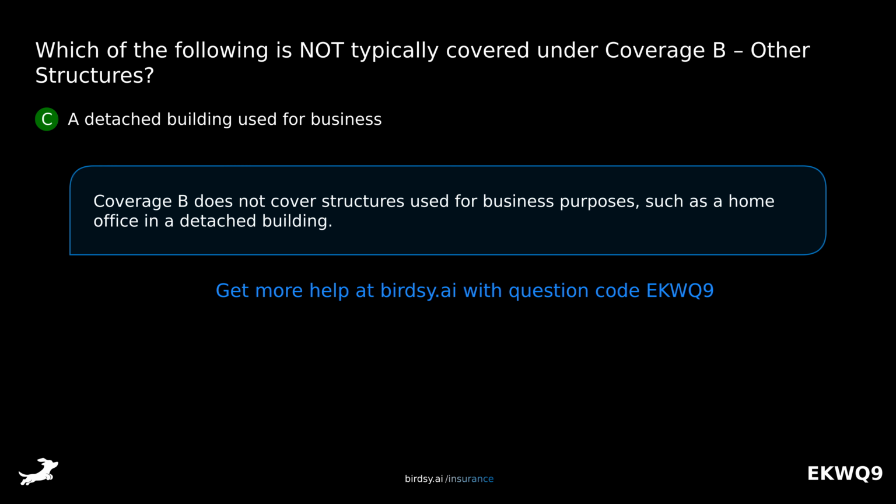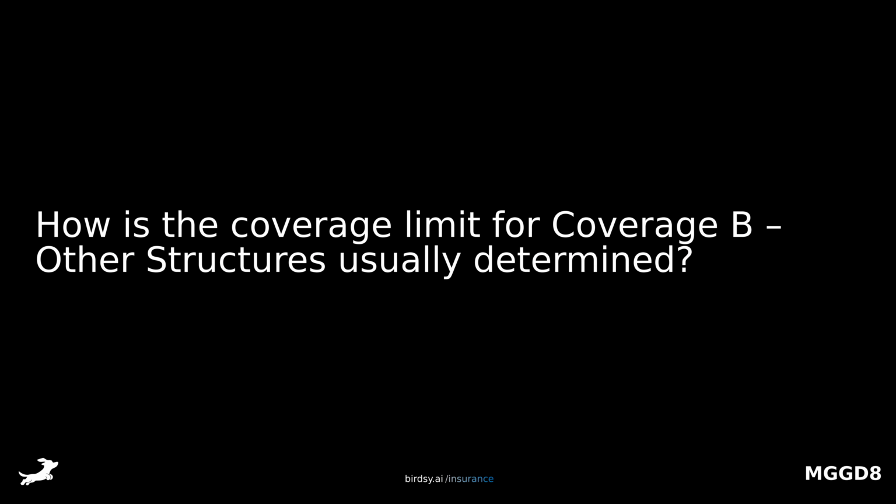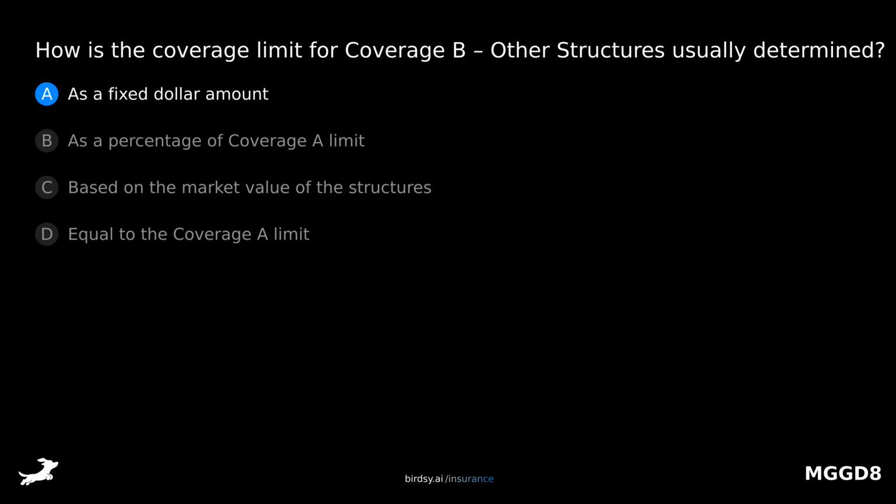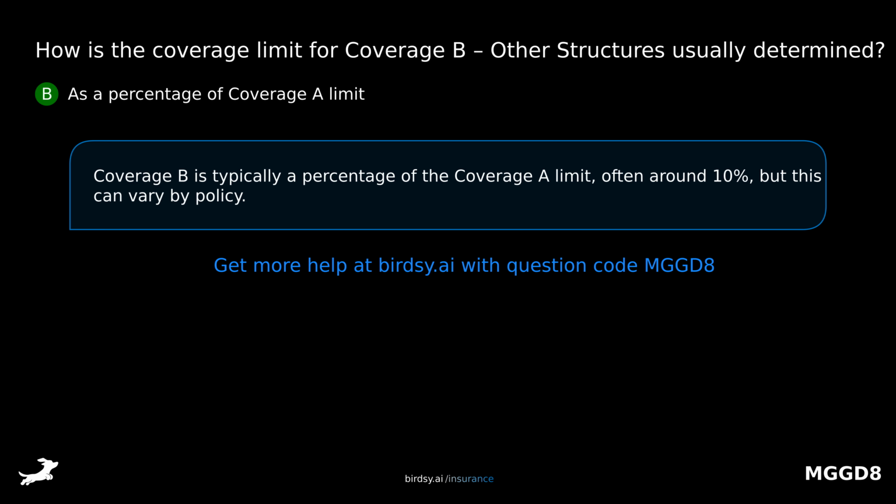Coverage B does not cover structures used for business purposes, such as a home office in a detached building. How is the coverage limit for Coverage B, other structures, usually determined? Is it A, as a fixed dollar amount, B, as a percentage of Coverage A limit, C, based on the market value of the structures, or D, equal to the Coverage A limit? The answer is B, as a percentage of Coverage A limit. Coverage B is typically a percentage of the Coverage A limit, often around 10%, but this can vary by policy.